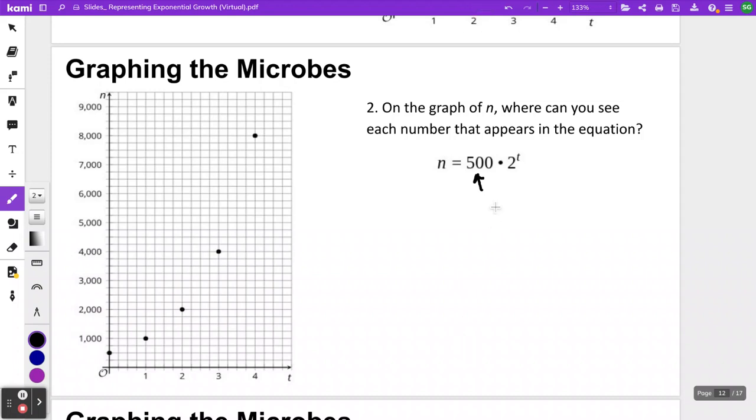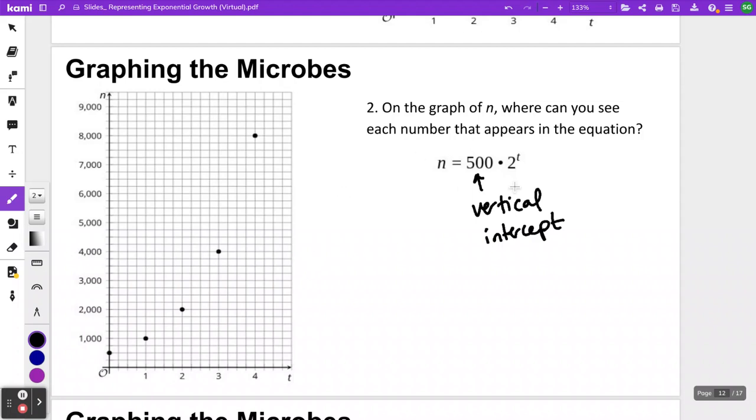Well, remember the 500 we had talked about was that starting number of bacteria, and so I see it on my vertical axis. It's right here as my vertical intercept. And it is showing up as my vertical intercept because it's the starting point. It's telling me at hour 0, we are starting with 500 bacteria. That is always going to be true for every single exponential function. When you're looking at the graph, this number right here is going to represent that vertical intercept or your y-intercept.